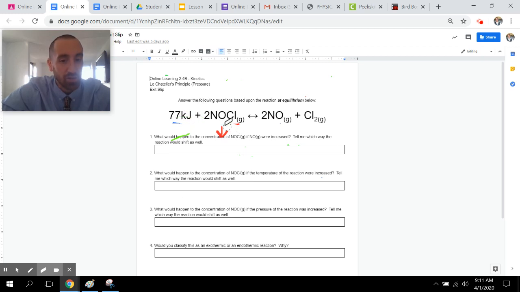And a decrease in pressure favors the side with more moles. So it's all about quantifying how many moles you have on each side of the reaction. I'm going to write that off to the side. An increase in pressure favors the side with fewer moles. Now, this is the rule that you have to remember. It should be in your notebook. An increase in pressure favors the side with fewer moles, and a decrease in pressure will be the opposite. If you have a decrease in pressure, it will favor the side with more moles.